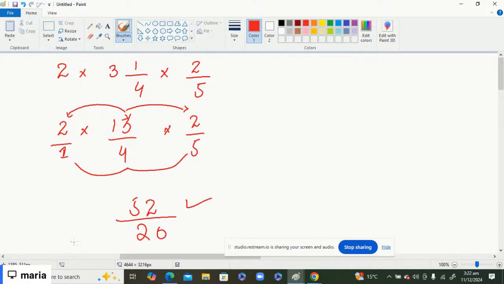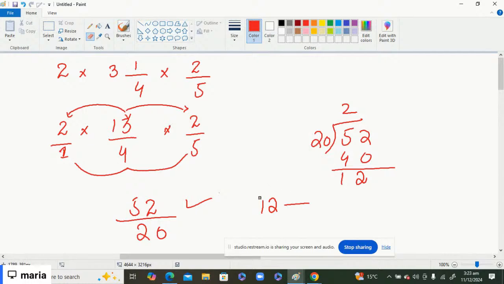If you want to solve more, you just divide 52 divided by 20. 20 times 2 is 40. So here what's the answer? You get 2 into 12 over 20. That is your answer. Sorry, 2 into 12 over 20. The 20 is the same thing, and this 2 is on the side, and this 12 goes on the top.